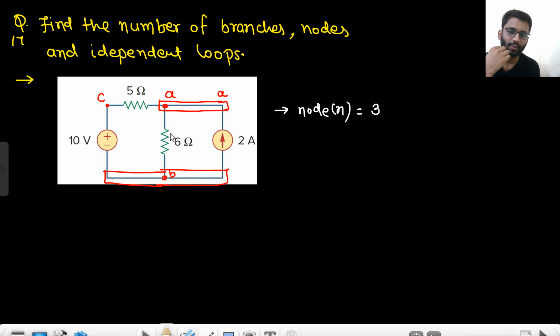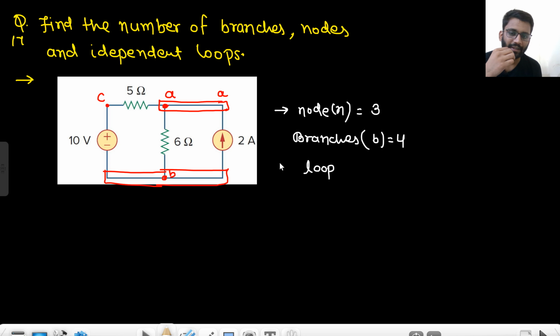Now tell me about the branches. 1 branch, 2 branch, 3 branch, and 4 branch. A and B, 1 branch. This is also 1 branch, a voltage or current source. This is also 1 branch, and this is also 1 branch. So branches are 4.